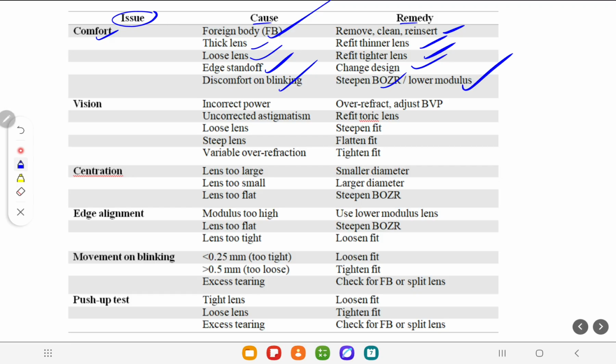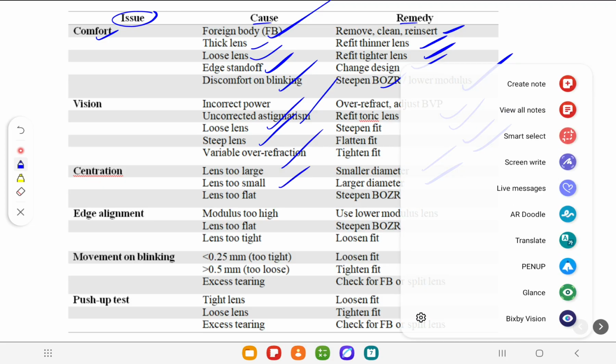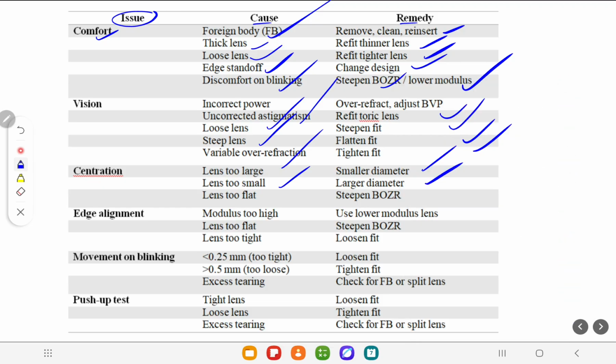What are the problems in the vision? Incorrect power, incorrect astigmatism, loose lens, steep lens, so variable over refraction. According to that, do this kind of vision correction. Centration: if the lens is too large, make it smaller. If the lens is too small, make it larger. Whenever you talk about centration and the lens is too flat, what do you do? You steepen the BOZR so that the flat lens becomes a tight lens, so that it's optimally tight.